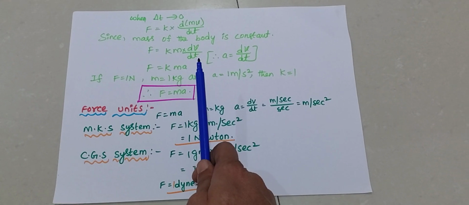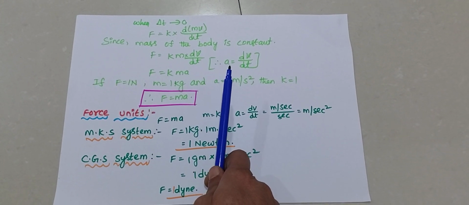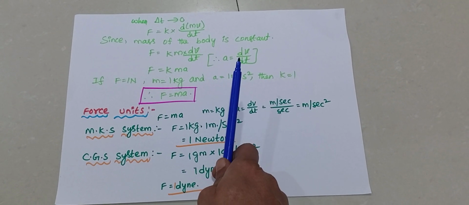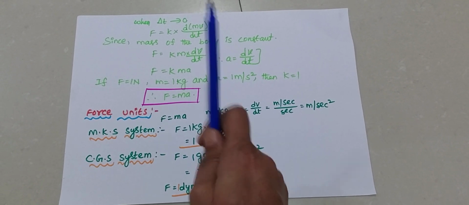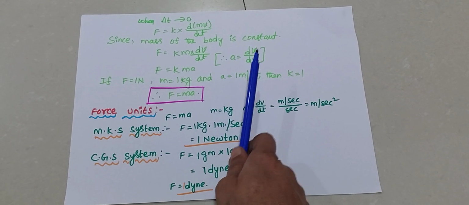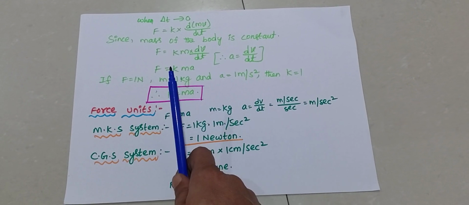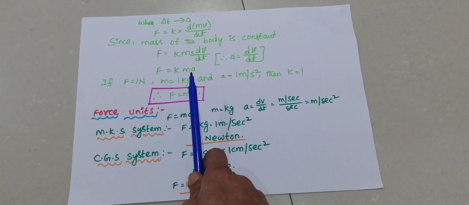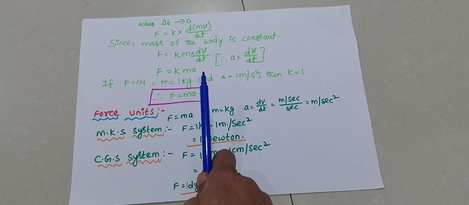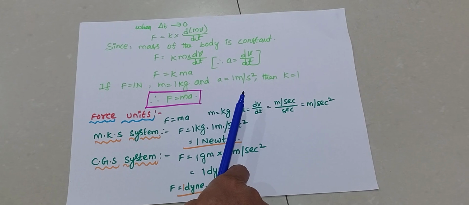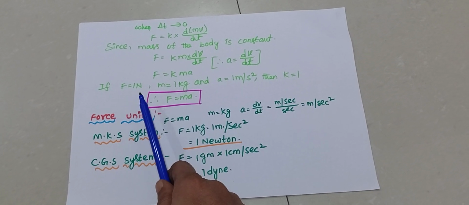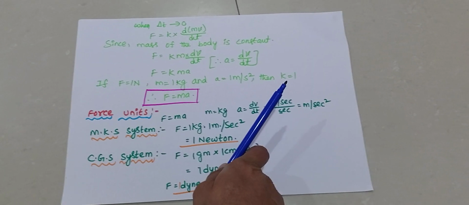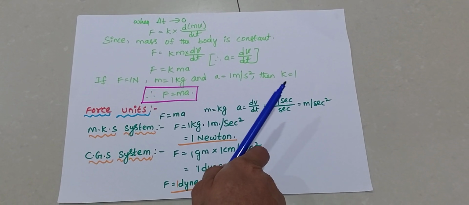Here what is dv by dt? What is the acceleration definition? According to the acceleration definition, the rate of change of velocity is called acceleration. That's why a is equal to dv by dt. F is equal to kma. Let us consider mass m is 1 kilogram, a is 1 meter per second square. Automatically F is also 1 Newton. Here k is also 1. That means k is constant.